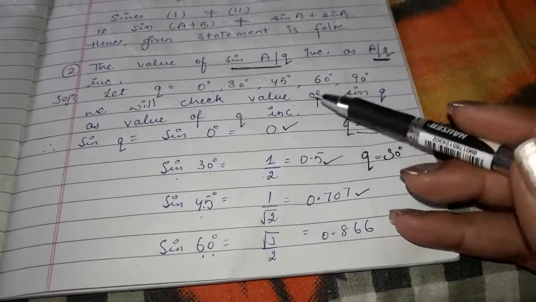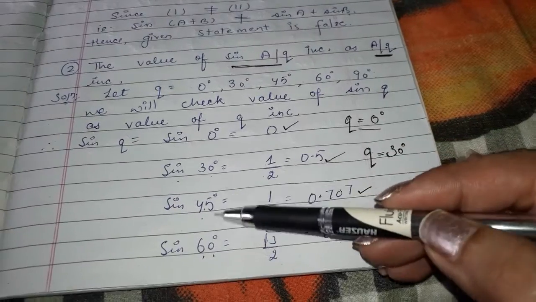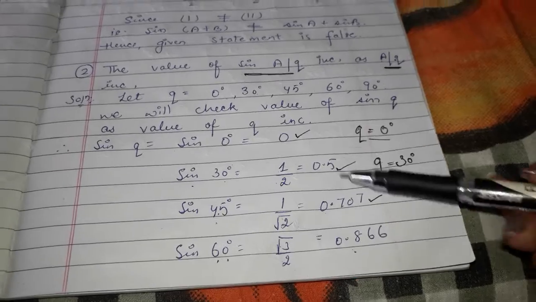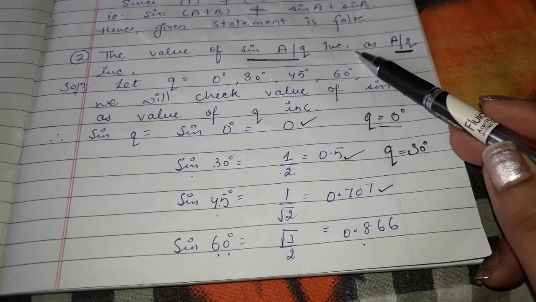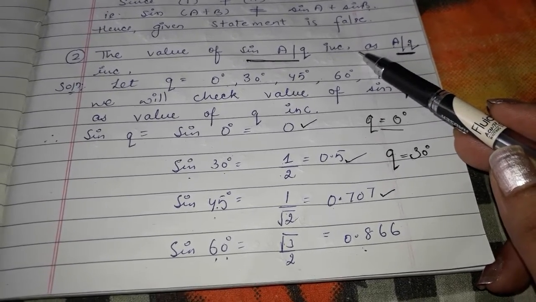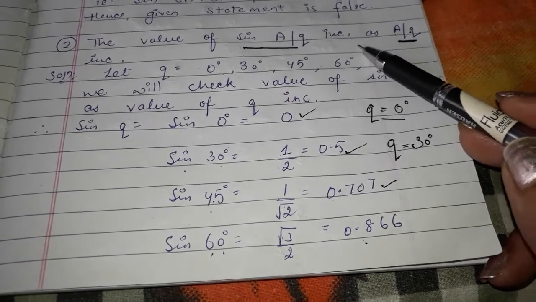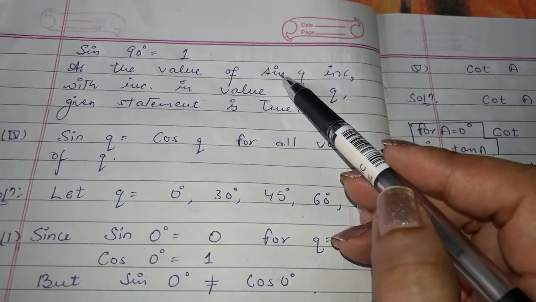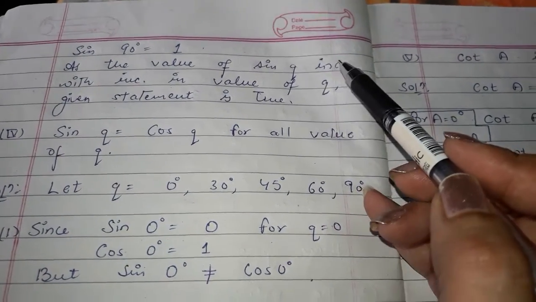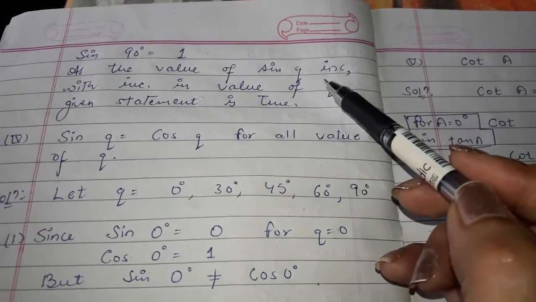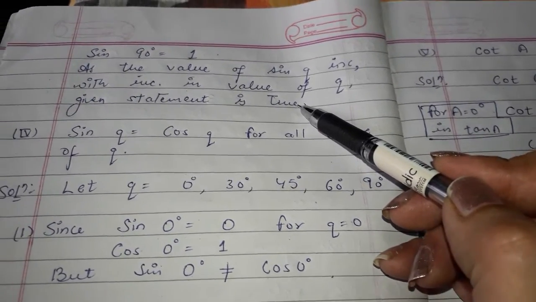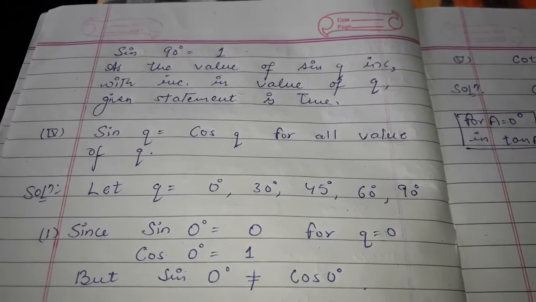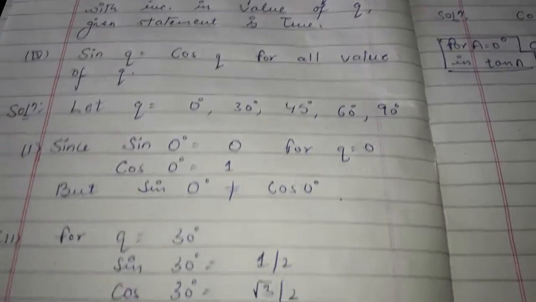As you can see, as the value of Q increases, the value of sin Q also increases. That means this given statement is true. You can write it as: the value of sin Q increases with the increase in the value of Q, the given statement is true. The third part is the same as it is, but for cos Q. You can do it by yourself.